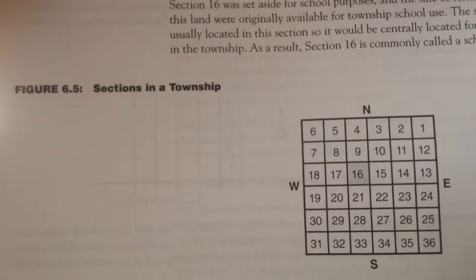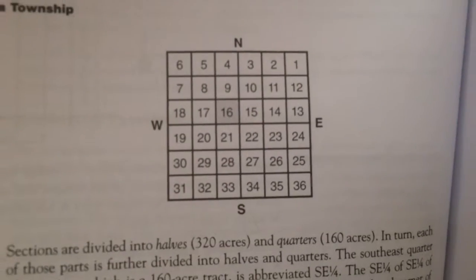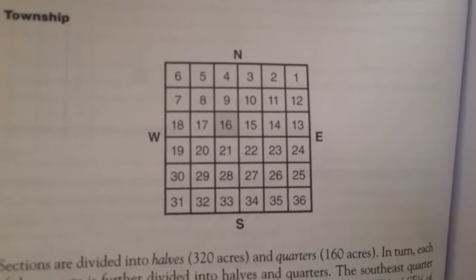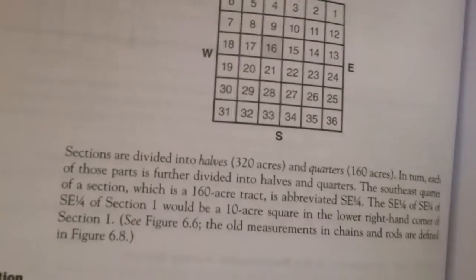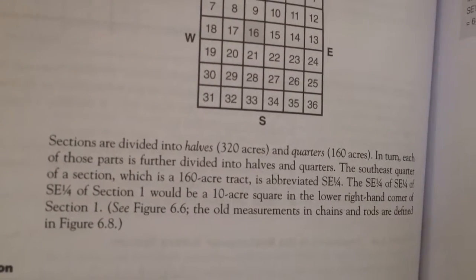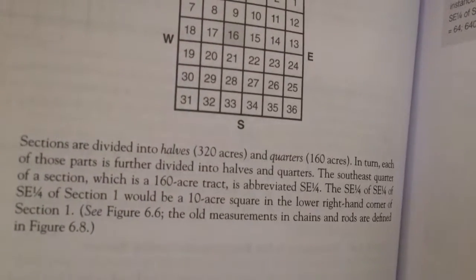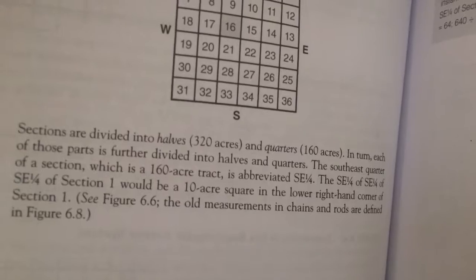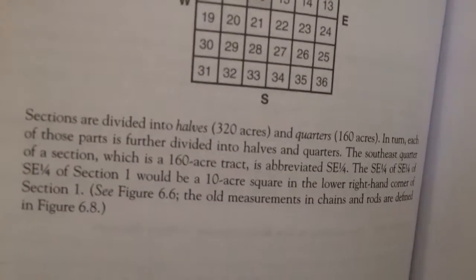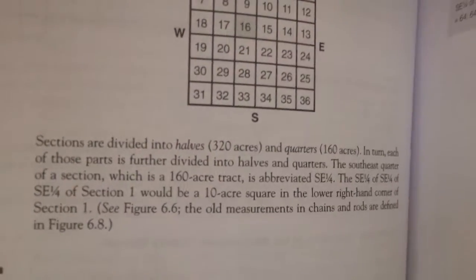Figure 6, period 5, sections in a township. And you can see 16 is pretty close to the center. You got north, west, east, and south. Sections are divided into halves, 320 acres, and quarters, 160 acres. In turn, each of those parts is further divided into halves and quarters.